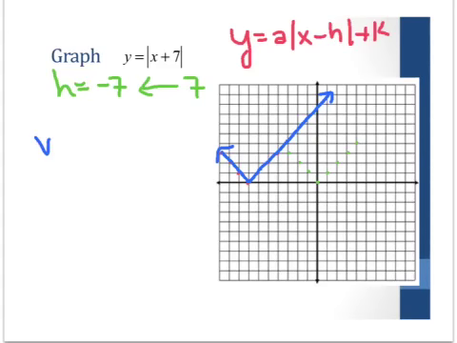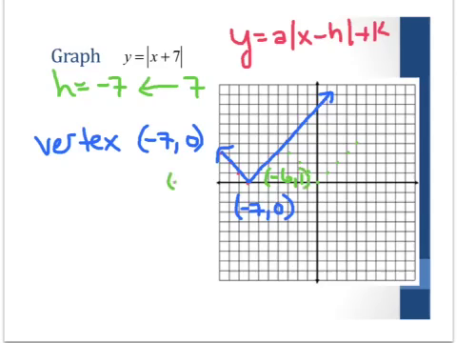My vertex now, h is negative 7, so it's negative 7, 0. Plot a few additional points. We're going to get negative 6, 1, negative 8, 1. And label my axes. And of course, we have to do axis of symmetry.